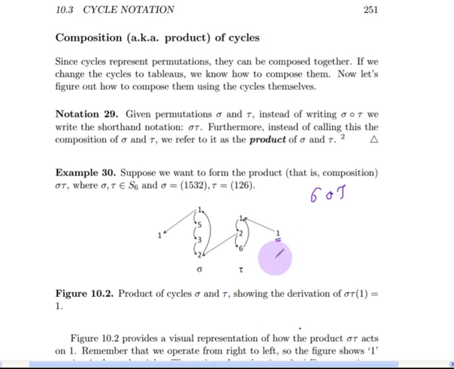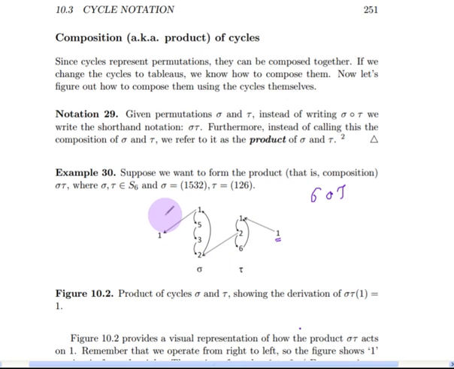Well, let's feed 1 in and see what happens. I know that tau, according to this representation, takes 1 to 2. And then let me just carry 2 over to the sigma, and sigma is going to take 2 back to 1. So if I take sigma compose tau, 1 ends up going to 1.